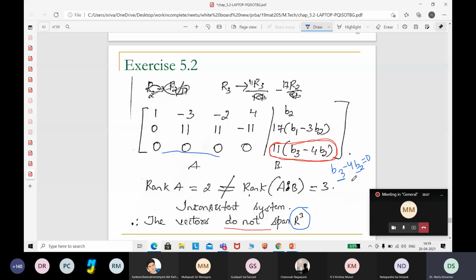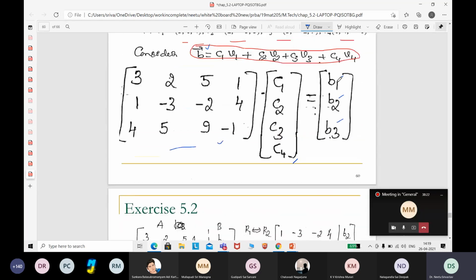But yes, if this condition is satisfied, then it will span. So it is going to be the spanning set for some specific set of vectors in which B3 is 4 times B2. So it means that if B3 is 1, then B2 should be 4, like that. B2 can be anything? No, if B3 is 1, then B2 should be 4, sorry. And B1 can be anything. It can be 1, 2, 0, anything. But B3 and B2 have a relation. So then only it can be the spanning set.